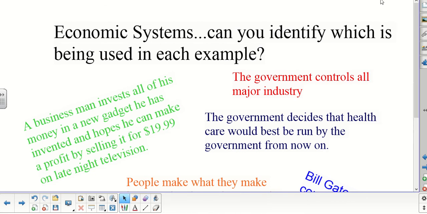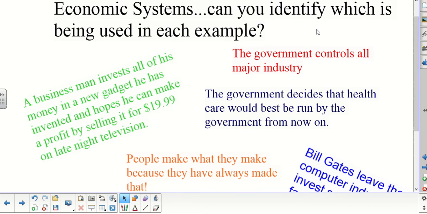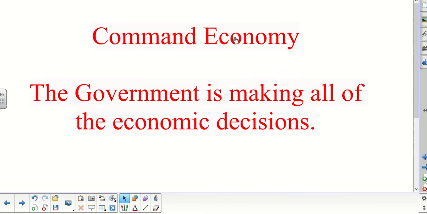Well, okay, so again, kind of wish you were here because I'd have you walk up to the board and do this. The government controls all major industry. Well, you should know, what type of economic system is that? Look over your notes. That is, of course, command.